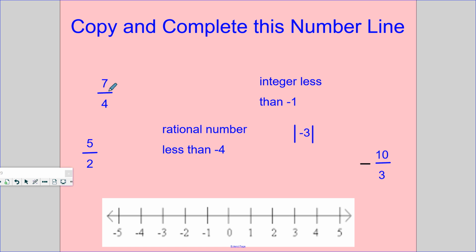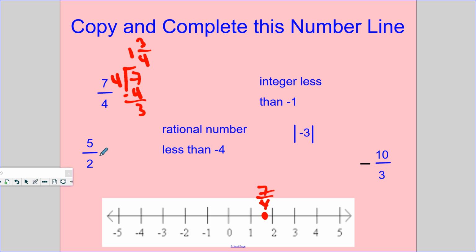Do you remember how to turn an improper fraction into a mixed number? If you forgot, you divide 7 divided by 4. Can 4 go in 7? 1 time. What do you have left over? 3. How can you write that 3 in fraction form? 1 and 3. What's the denominator? 4. So 1 and 3/4 is more than 1 but less than 2. So it goes somewhere right here, 7/4.